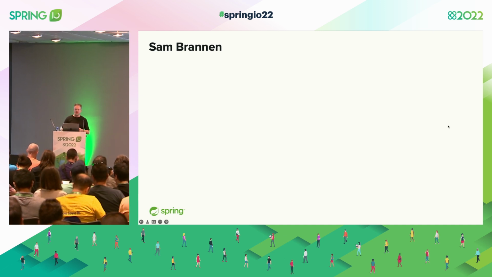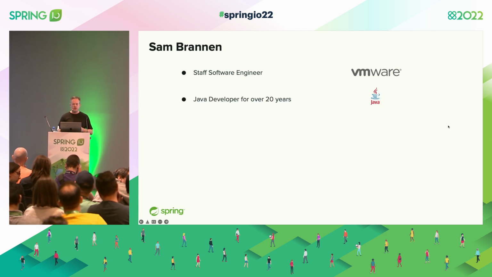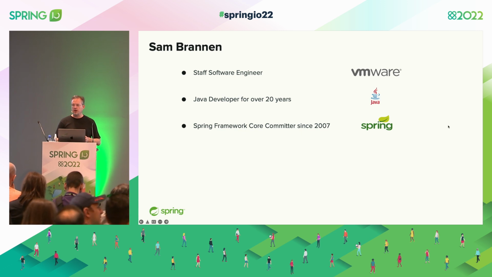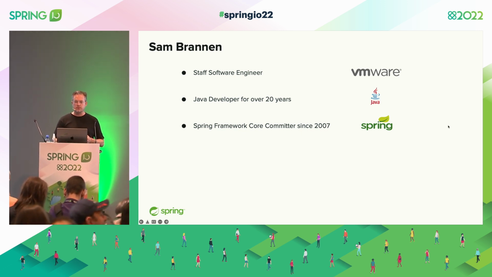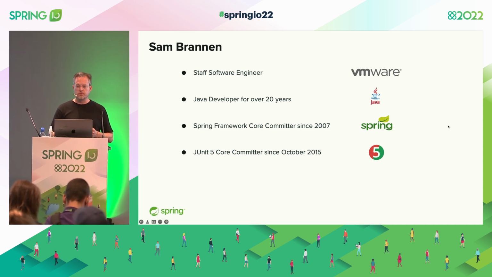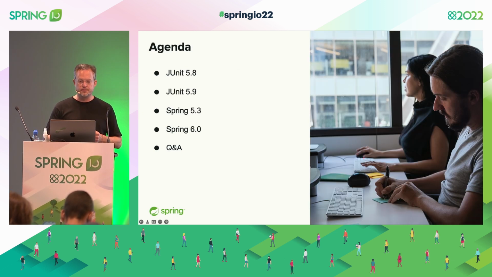My name is Sam Brannen, and I'm a staff software engineer at VMware, and I've been a Java developer for over 20 years, so quite some time. I've been a core committer for the Spring framework since 2007, and a core committer for JUnit 5 since October of 2015 when we kicked off the JUnit 5 project.